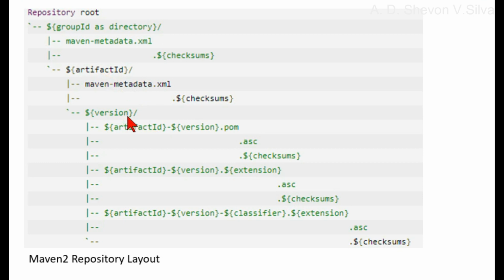Obviously a group ID, artifact ID, and version are defined in pom.xml, but what about classifier and extension? How are they defined? Classifier and extension definition is completely different at artifact publication and usage times.